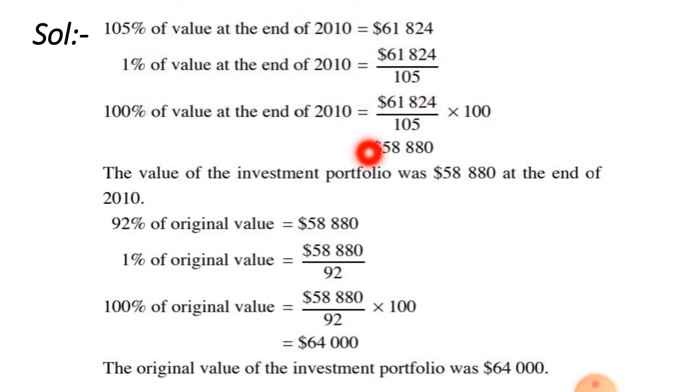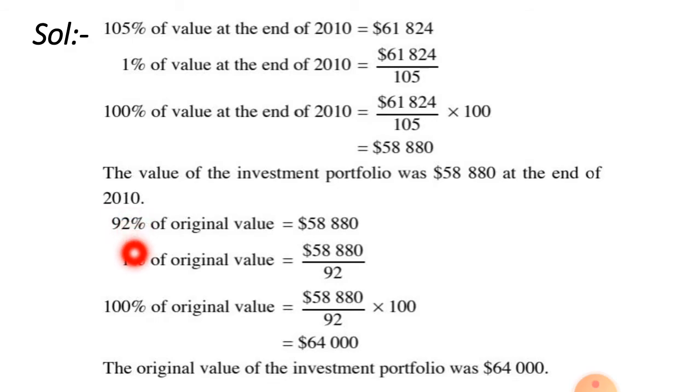The same procedures are repeating again. So that's why I'm saying it, you have learned all these steps. When we calculate these three numbers, it will come $58,880. Now the value of the investment portfolio was $58,880 at the end of 2010.